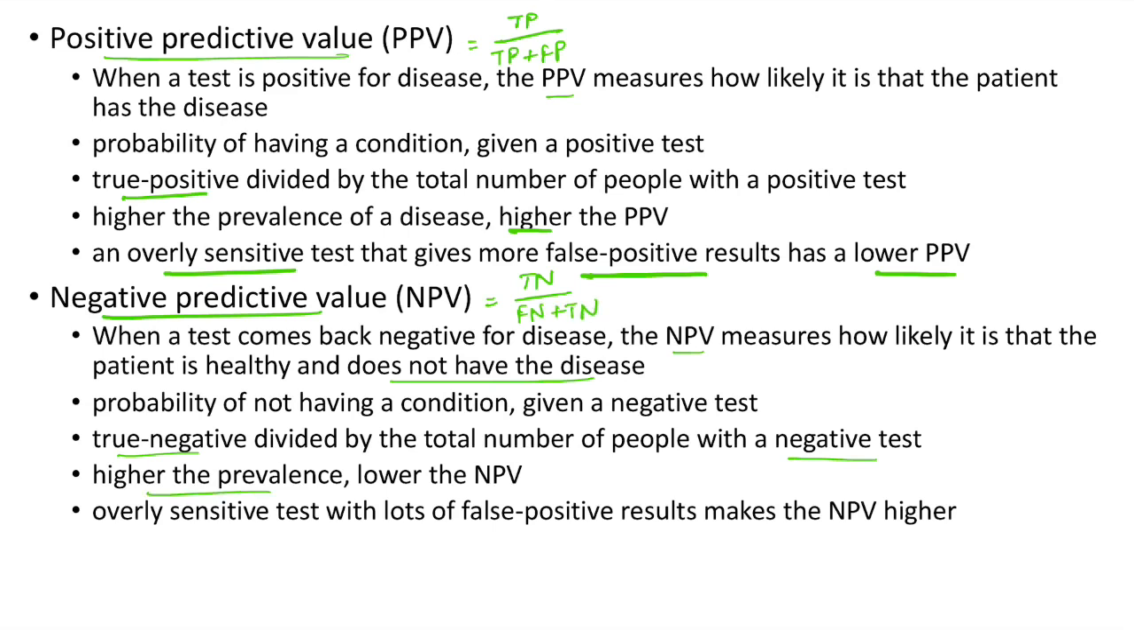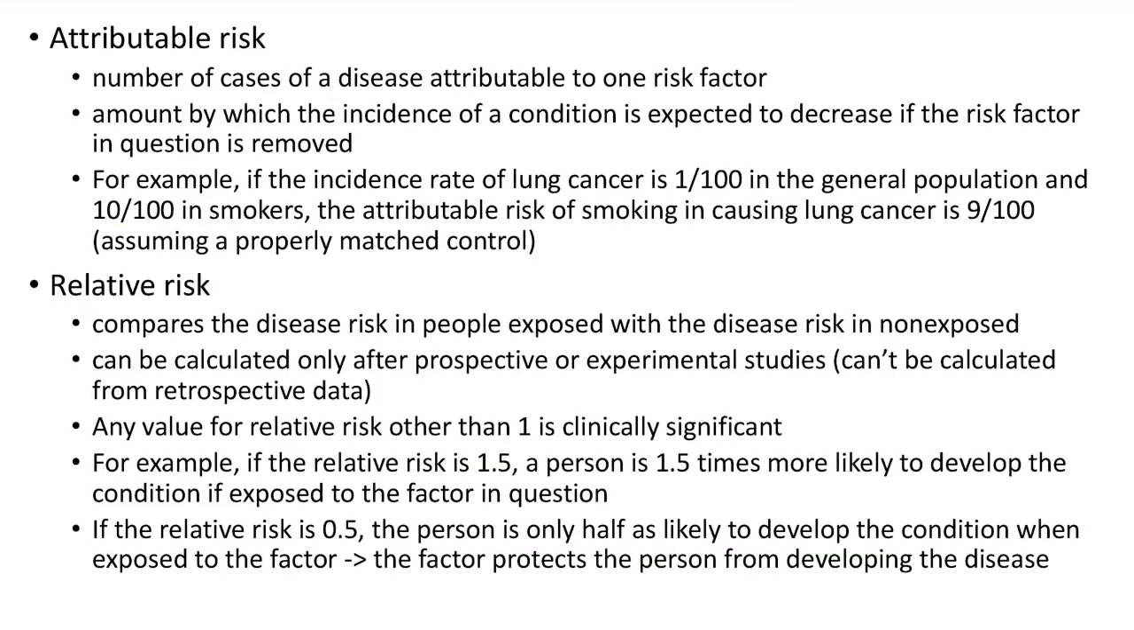Higher the prevalence, lower the negative predictive value. Overly sensitive test with lots of false positive results makes the negative predictive value higher. Now let us see about attributable risk. It is the number of cases of a disease attributable to one risk factor.